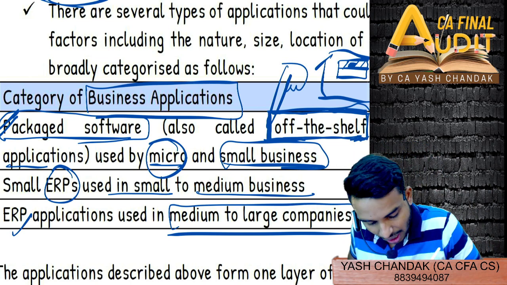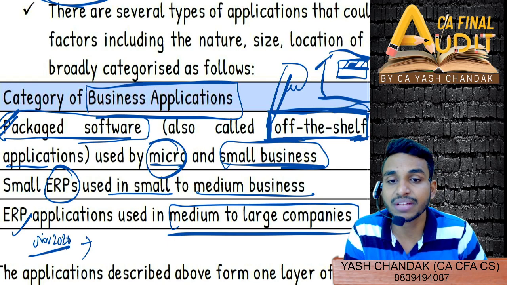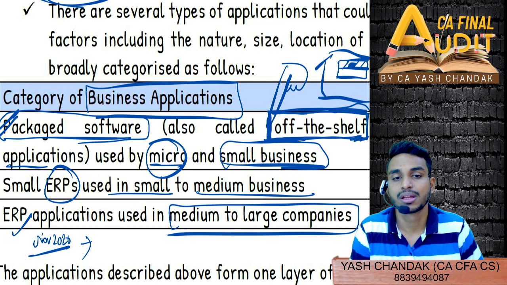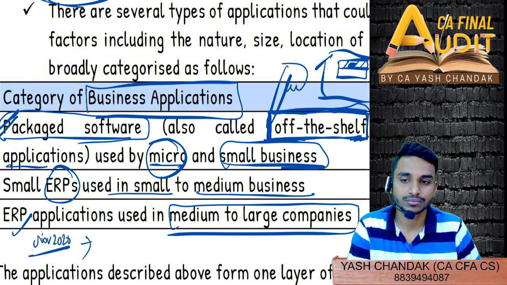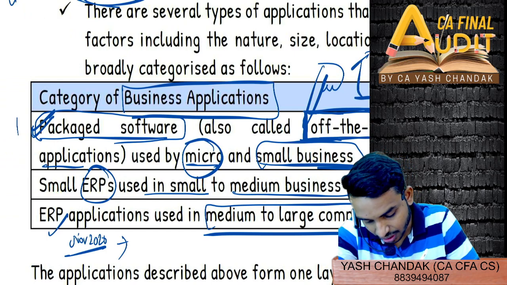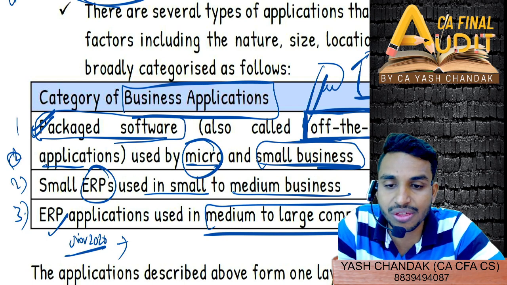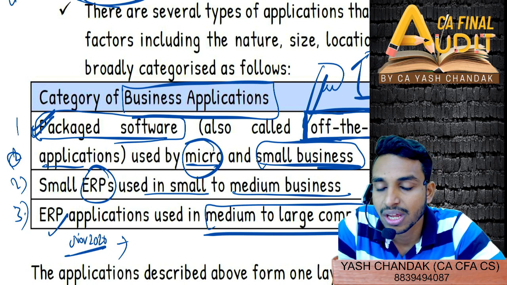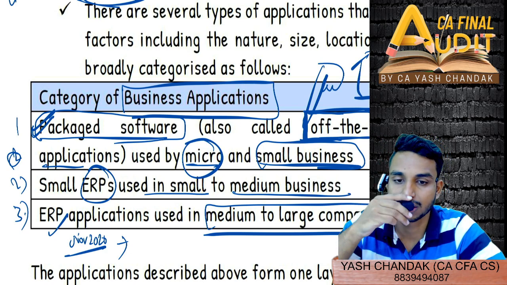The question that was asked in my exam, an MCQ in the November 2020 exam, said: SAP Business One, which category will it fall in? SAP Business One. What do you think? Out of these three categories, one, two, and third, which category do you think SAP Business One, which is an accounting software, will fall in? Where do you think it will fall? In which category?